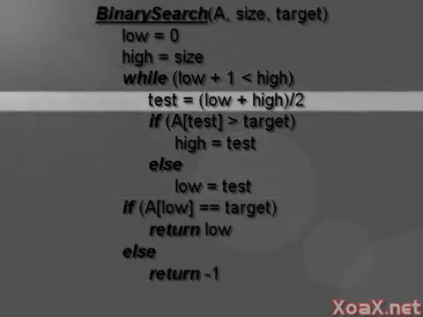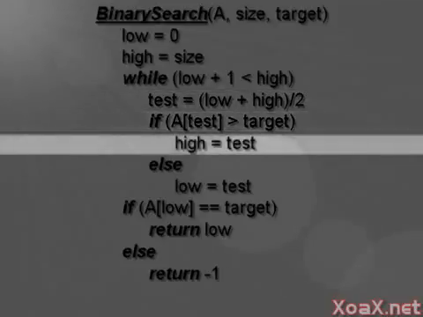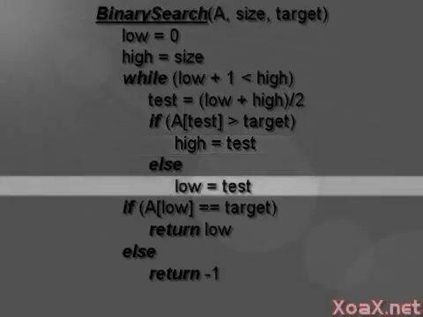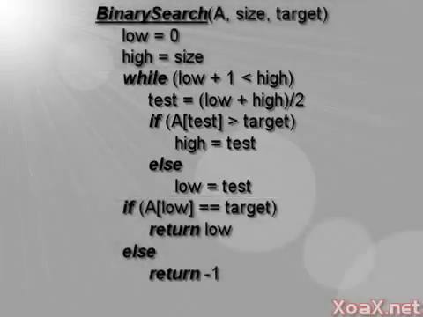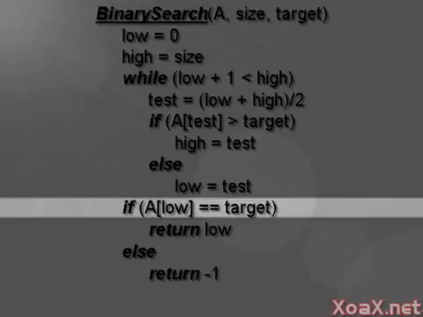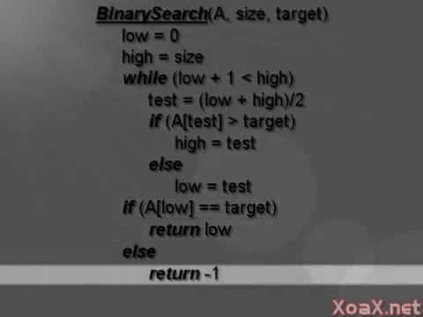The while loop repeatedly takes the average of low and high as a test value. If the test value is higher than the target, we set high to the test value. Otherwise, we set low to the test value. This keeps the viable set bracketed. Once the while loop exits, we have only one viable entry at low. So we test it for equality and return low if it is the target. Otherwise, we return -1 to indicate that the target isn't in the array.